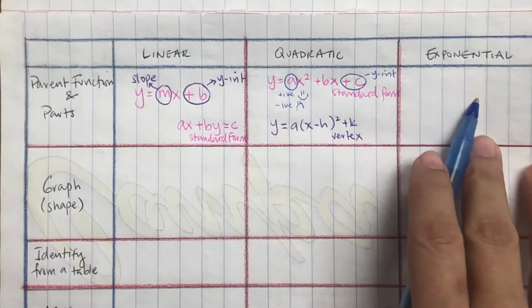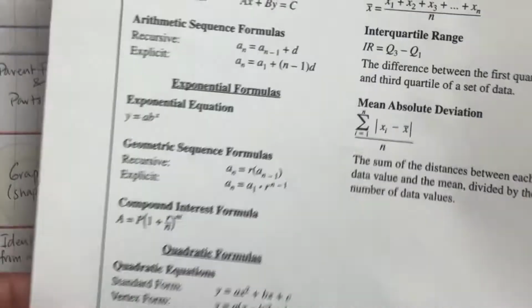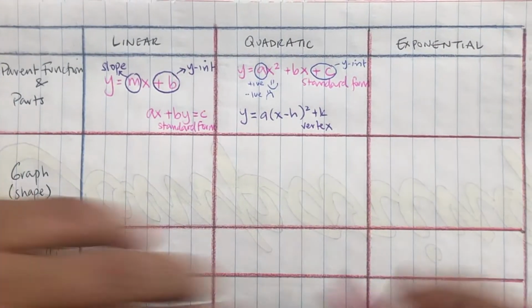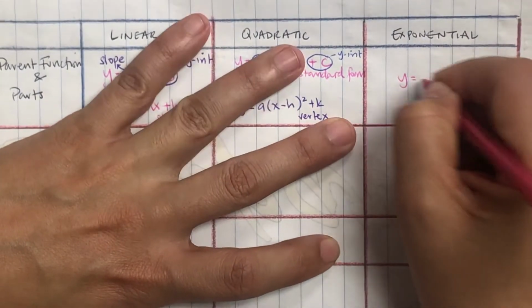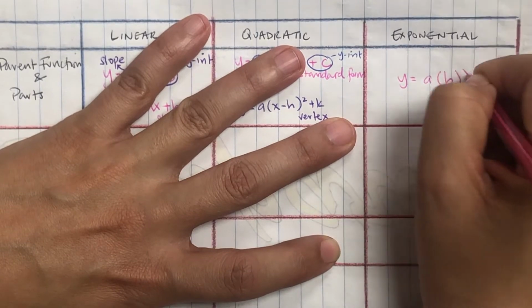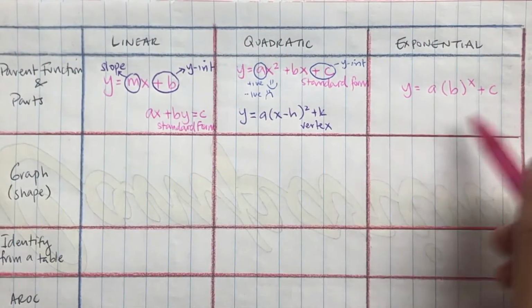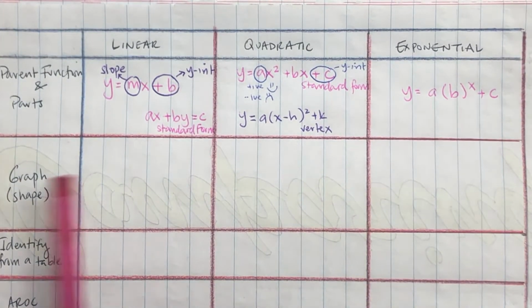Okay, what does the exponential one look like? So once again, you can find that in your formula sheet right there. There's only one of them. So that one is y equals a b to the x plus c. You seldom see the plus c out there, but in case you do, let's talk about what those things are once again.